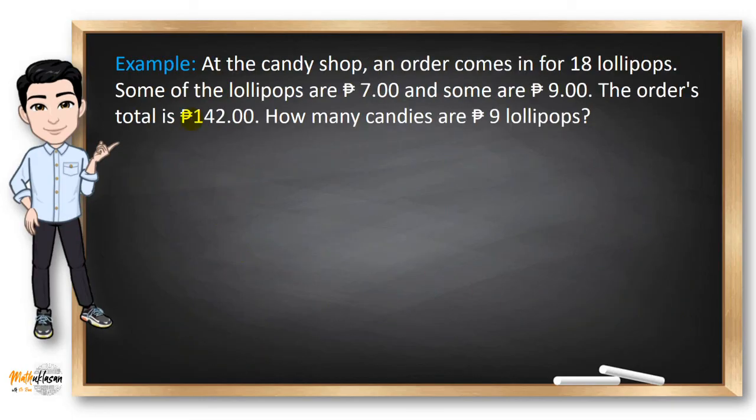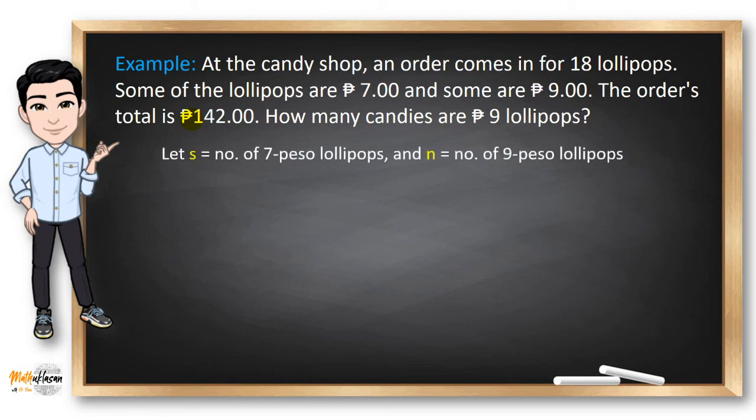At the candy shop, an order comes in for 18 lollipops. Some of the lollipops are 7 pesos and some are 9 pesos. The order's total is 142 pesos. How many candies are 9 peso lollipops, or are worth 9 pesos? So here, let S be the number of 7 peso lollipops and N be the number of 9 peso lollipops.